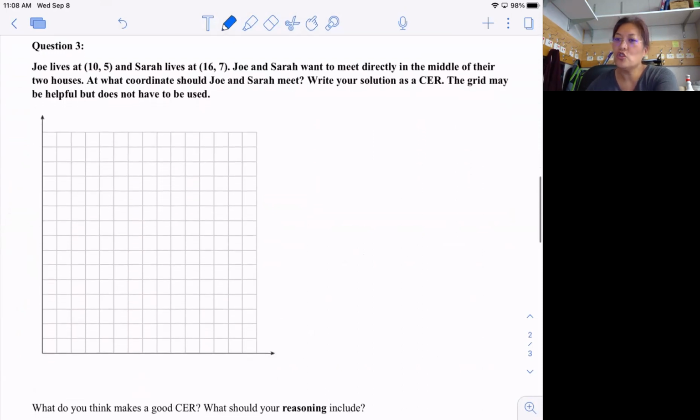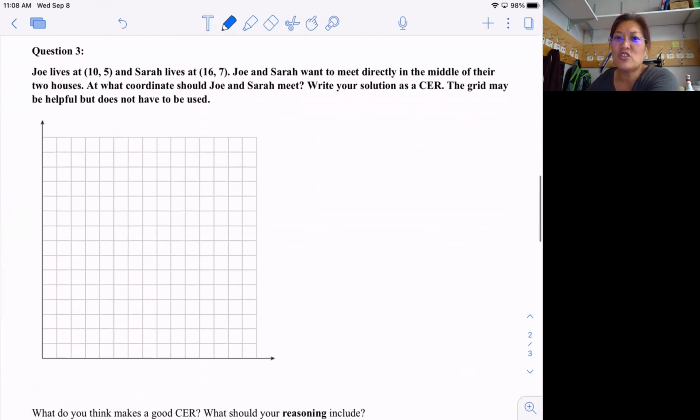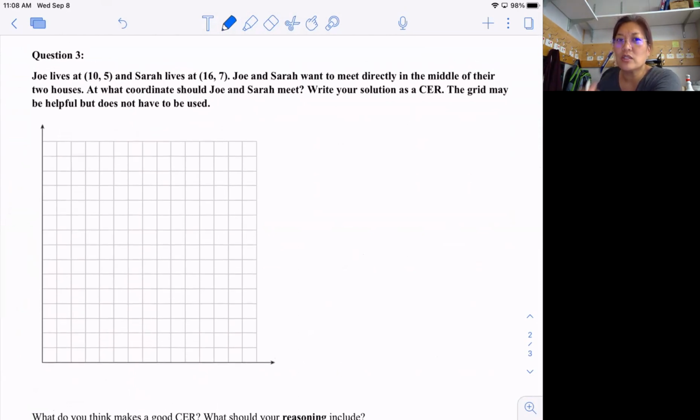All right. Joe lives at 10, 5 and Sarah lives at 16, 7. Joe and Sarah want to meet directly in the middle of their two houses. At what coordinates should Joe and Sarah meet? Write your solution as a CER. The grid may be helpful, but does not have to be used. All right, so the other class liked the grid.